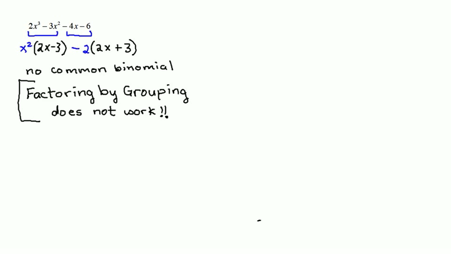That common binomial is absolutely necessary to get from this form that we have here, which you can see is still a sum or difference of two separate terms. It's not fully factored yet. There's no way to get from this form to a fully factored form without having that common binomial to pull out of the whole thing.